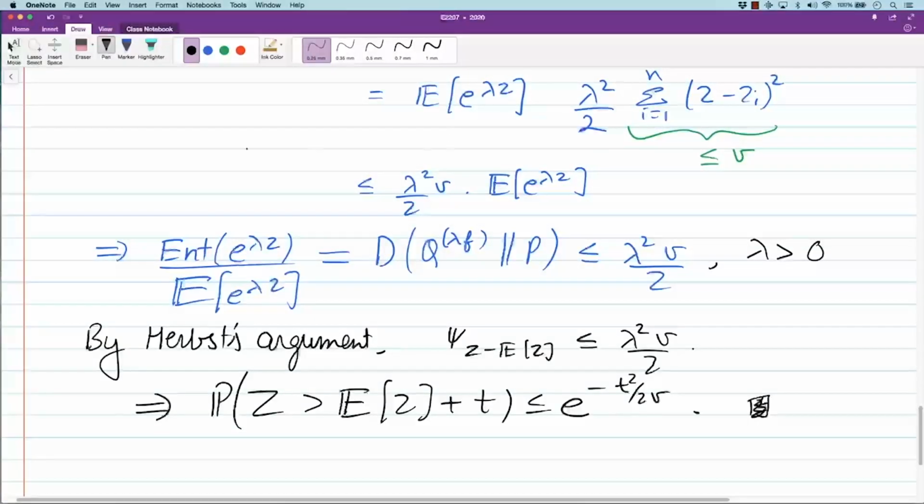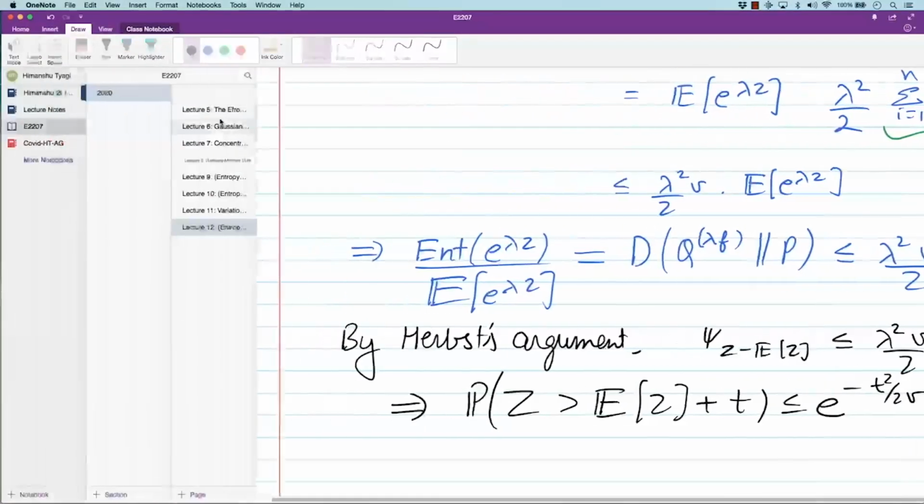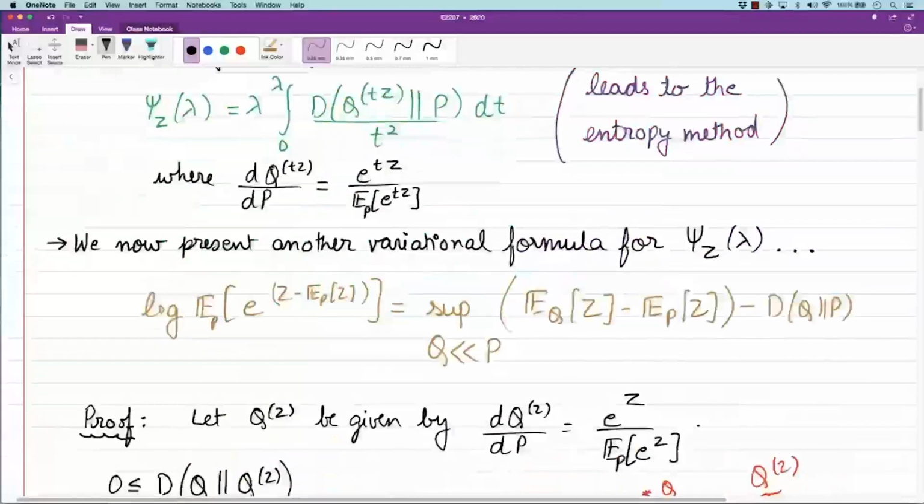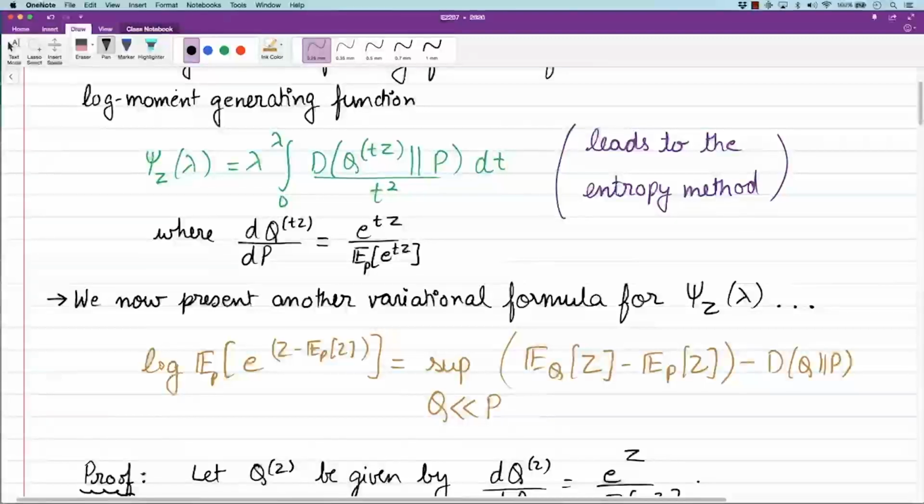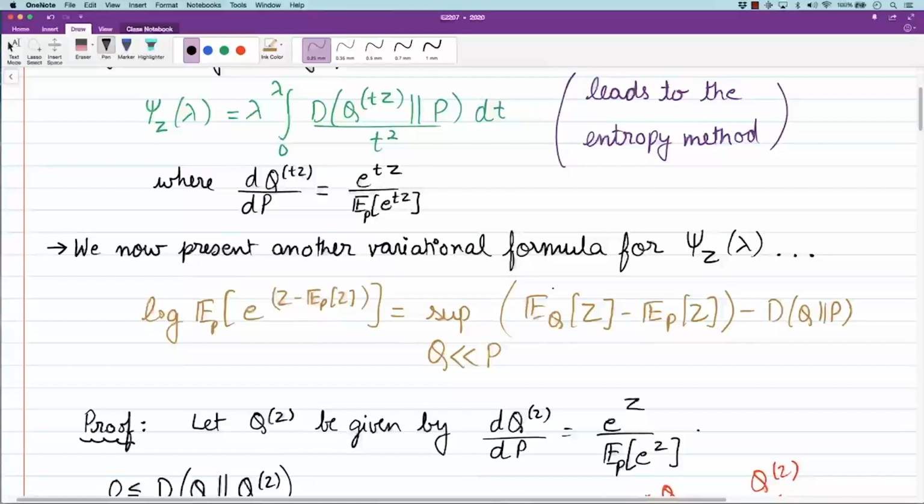In the next lecture, Aditya will start with the transportation method, which is the second major approach for proving concentration bounds that we'll see in this course. Just like this entire entropy method was based on this particular formula, the transportation method will be based on the Gibbs variational formula. There we will use the fact that this difference can be controlled using a transportation inequality in terms of divergence, and that will yield another upper bound for the log moment generating function, leading to sub-Gaussian concentration bounds.